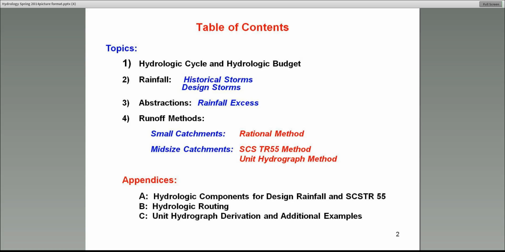And the unit hydrograph method, which I'll give you a brief overview of. Not much detail in that method, other than how it works. And so we'll wrap it up after that. I've got some material in the appendices you can review on your own time, in particular the hydrologic routing part of it, which I feel may be a little bit too advanced for the morning session.